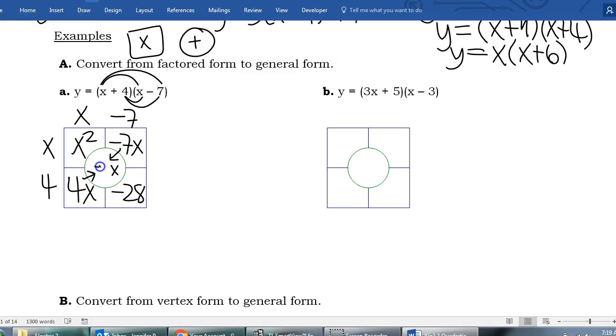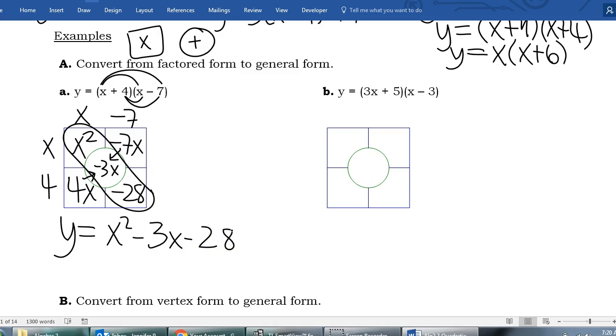Try that again. That's a negative 3. That's better. So our answer is along the diagonal here, y equals x squared minus 3x minus 28. Now we have an equation in general form where we have 3 separate terms. The first term has a leading coefficient of 1, but there is an x squared in there.